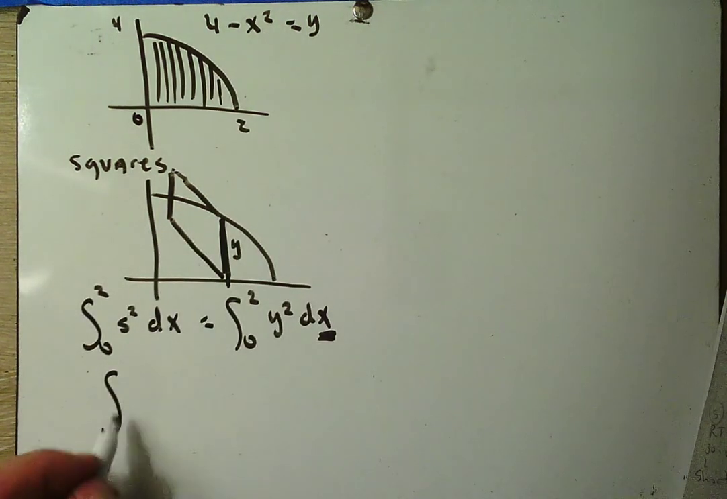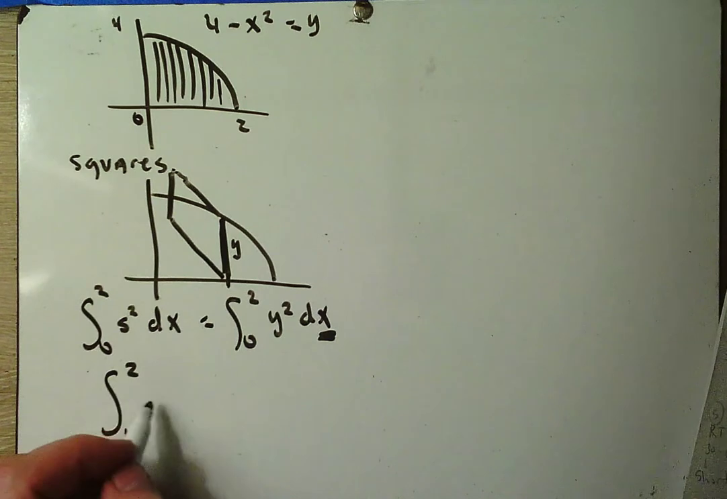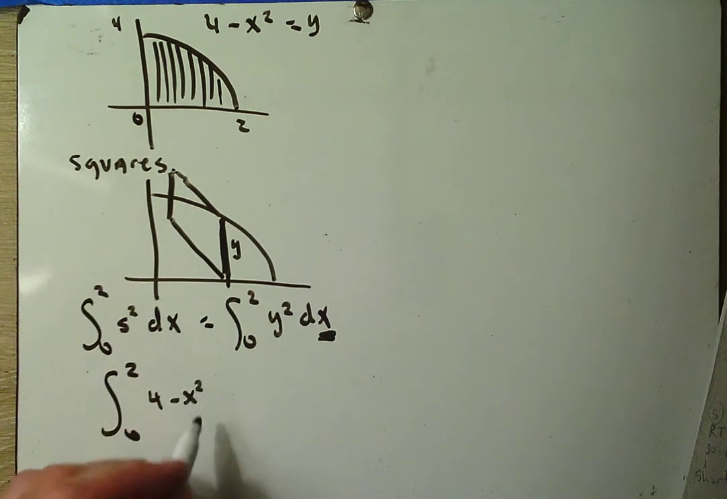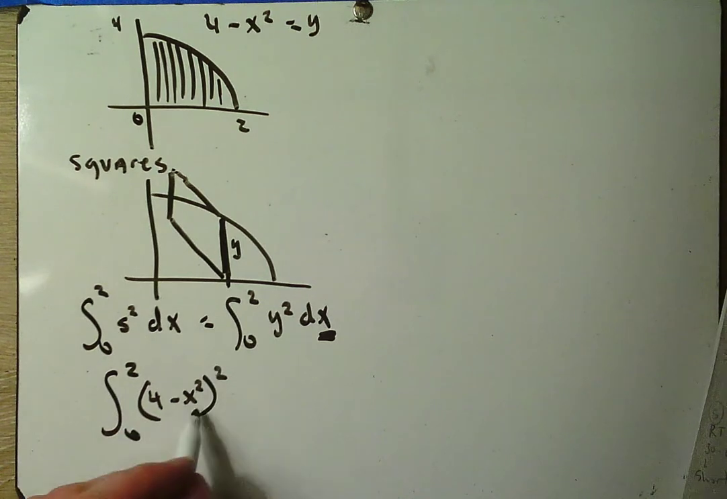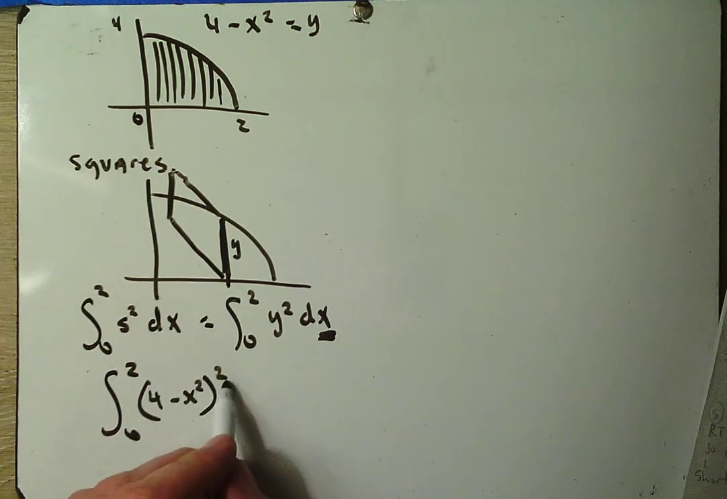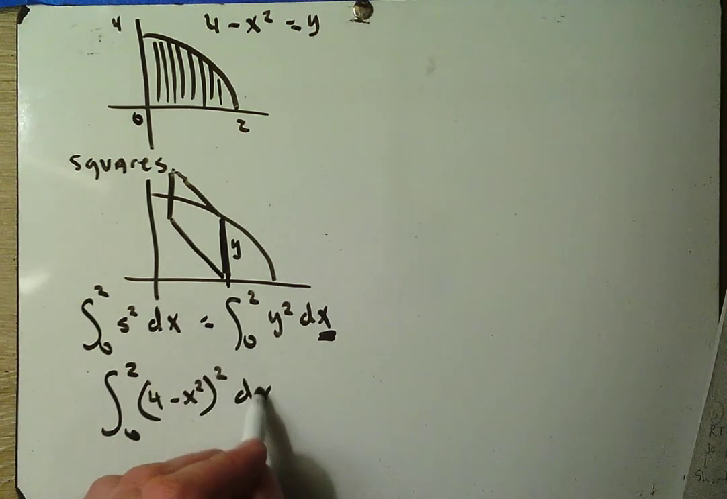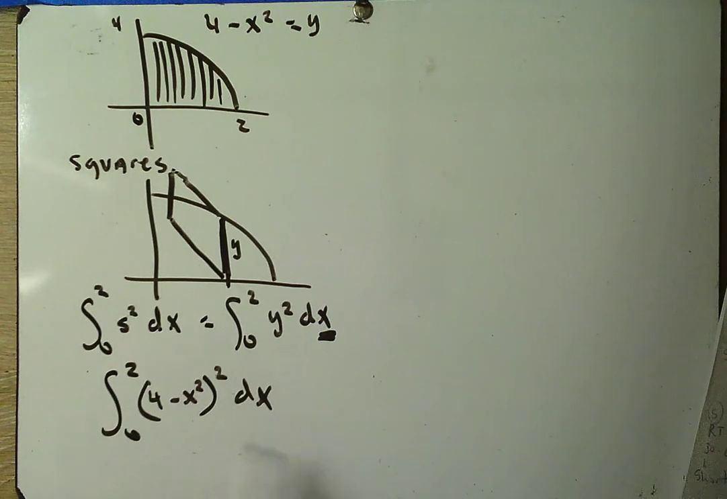So this will be the integral from 0 to 2 of (4 minus x squared) squared. That's the side length squared, right? Because this is y, and we need y squared dx. Okay, so there's my integral for squares.